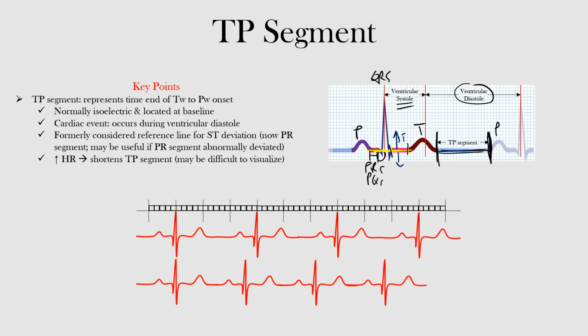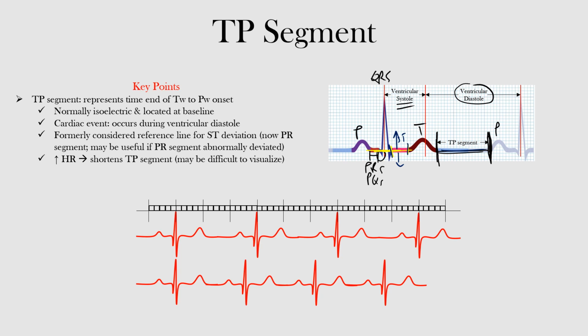Now, some reasons for using the PR segment as the baseline include that the TP segment may be difficult to visualize during fast heart rates in which the intervals shorten. In addition, it is believed that a new baseline for the heart is set after atrial repolarization, so using the TP segment wouldn't make much sense.